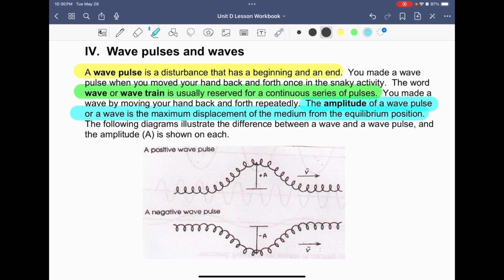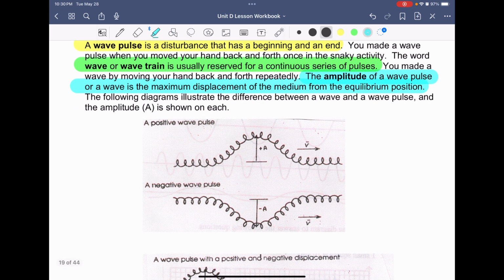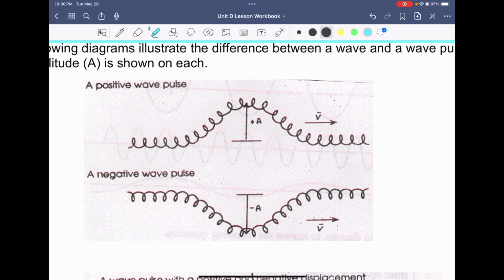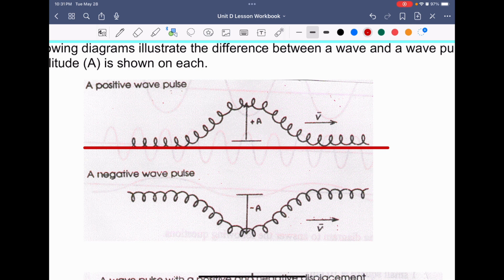Now, let's actually represent that in terms of the diagrams below. We're going to first look at what a pulse is, and then we're going to look at a wave train or a wave. If we're specifically looking at a wave pulse, on these diagrams I want you to draw an equilibrium position right along the bottom here, and an equilibrium position right here. This is where the string or slinky in this case would naturally want to rest, given that there is no energy. Now, here's what I asked in class.